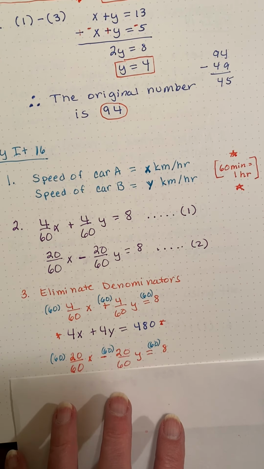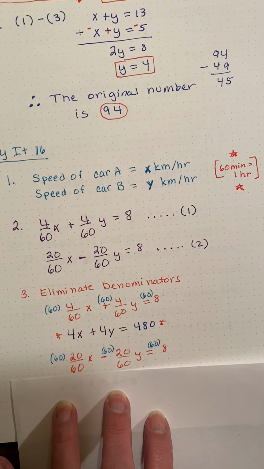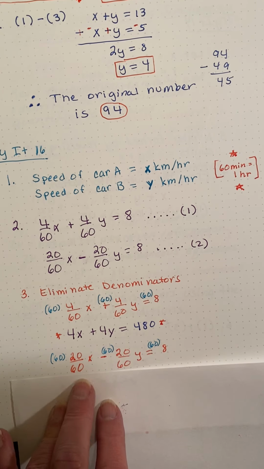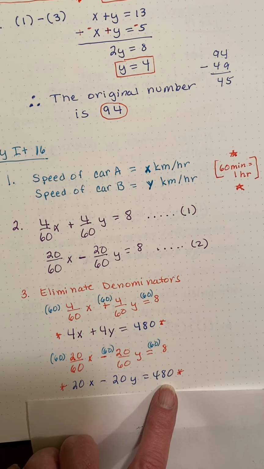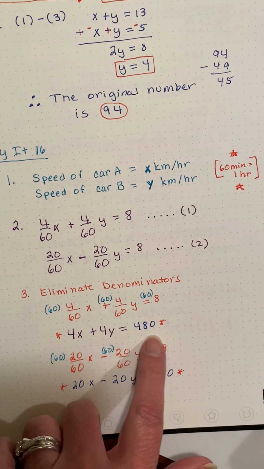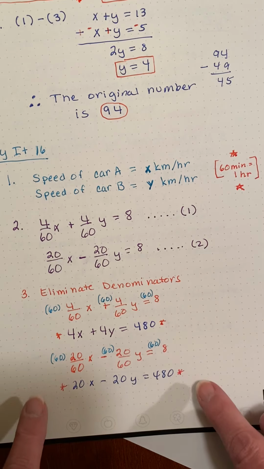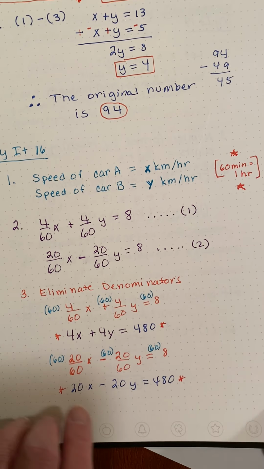And then I'm going to do the same for the second equation. I'm going to multiply through by 60 to get rid of those denominators of 60 in those two quantities, and I'm going to be left with 20x minus 20y equals 480. So put stars by here, because these are the equations that will probably be most simple to work with instead of the ones with denominators in the fraction form. Okay, so that's the prep work so far.